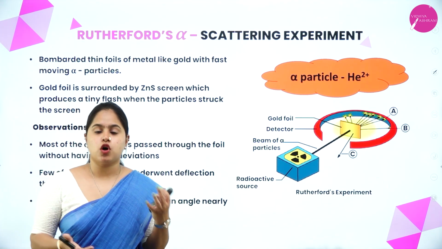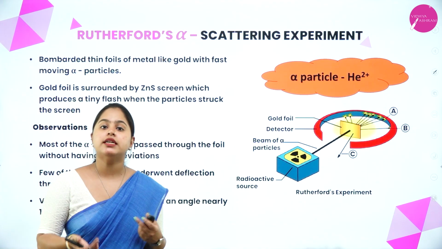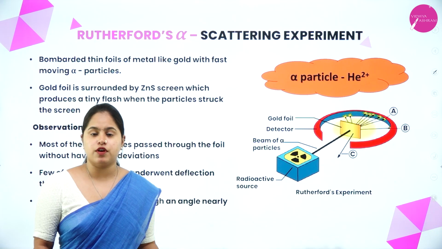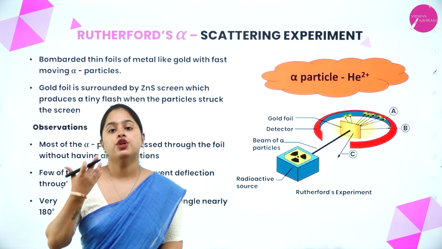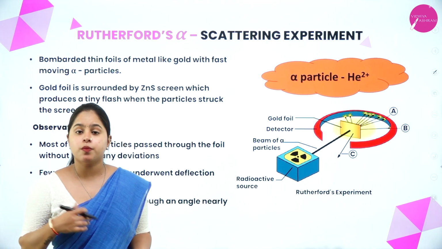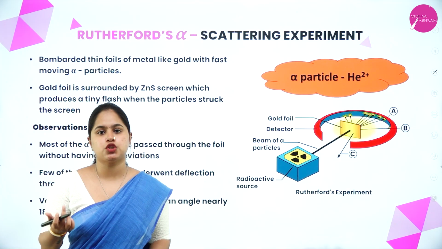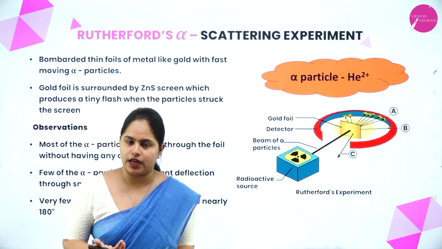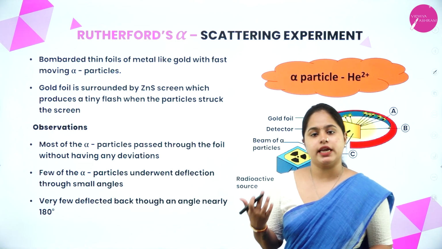After Thomson proposed his model of atom, Rutherford did an experiment called the alpha ray experiment, and he was able to propose Rutherford's nuclear model of atom. Before that, you need to understand the experiment that he did which led to Rutherford's nuclear model of atom. So we'll be discussing Rutherford's alpha ray scattering experiment.